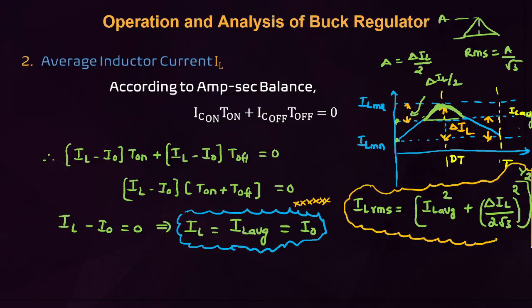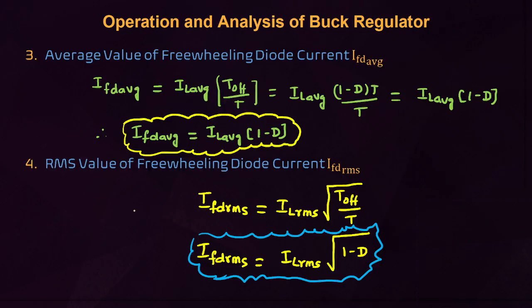The RMS inductor current equals (IL average square plus (delta IL by 2 root 3) whole square) whole to the power of 1 by 2. This is the average inductor current. This is the RMS inductor current. Every formula is important. Then what is the average value of diode current? That is the freewheeling diode current.